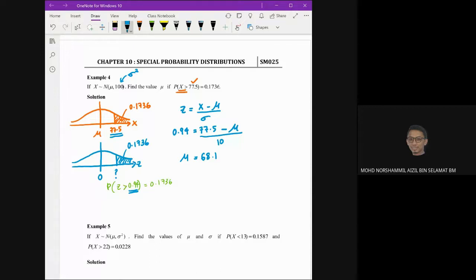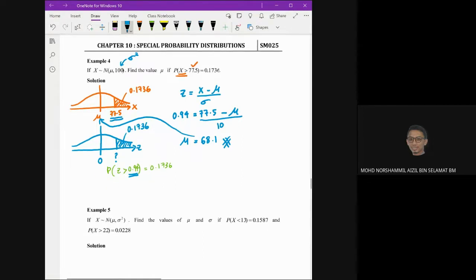Okay. Let's be logic. Is it logic for 68.1 to be here? Logic tak? Logic, sir. Logic because 68.1 is less than 77.5. Logik lah, sebab dia duduk sebelah kiri. Kalau let's say you dapat 80 something, tak logik lah, because 77.5 duduk belah kanan. So this one should be correct lah. 68.1.